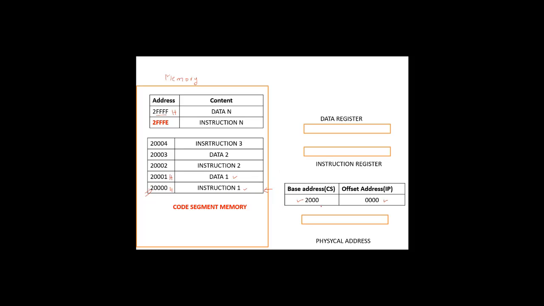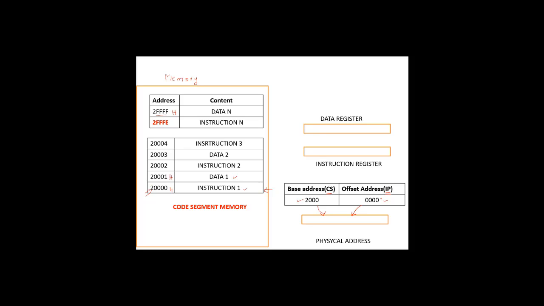Now if you press the execution button, the CPU will take the base address from the code segment register and the offset address from the instruction pointer. Why? Because the CPU is accessing code segment memory, so by default the base address is provided by the code segment register and the offset address is taken from the instruction pointer. That we have seen already. The corresponding segment register provides the base address and the corresponding specified register provides the offset address.